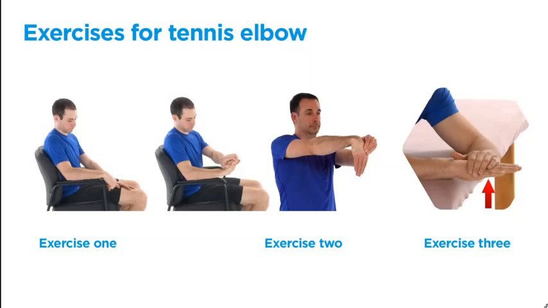Exercise 3. Place the affected arm and hand on a table with the palm facing down. Hold it down with one hand. Keep your elbow on the table and try to raise your hand against the resistance of your top hand. Hold for 2 to 3 seconds and repeat. Again, there should be minimal or no pain. And again, you can complete 8 to 10 repetitions if you can of this exercise.